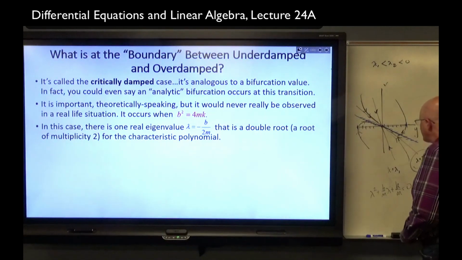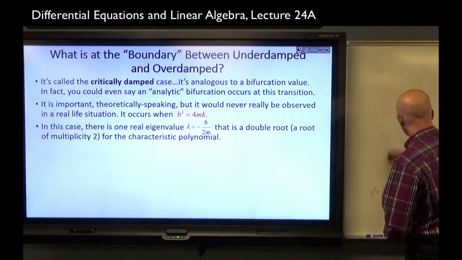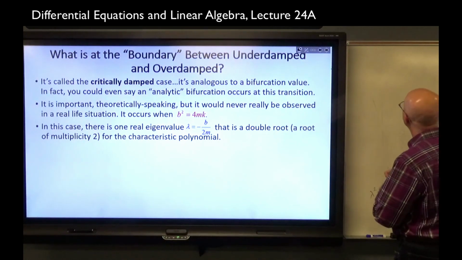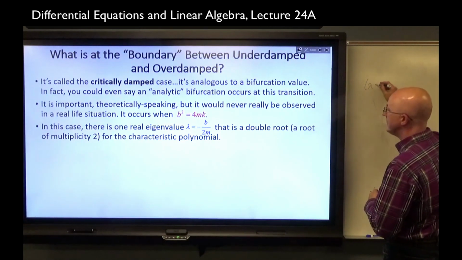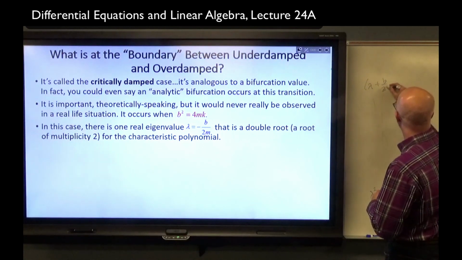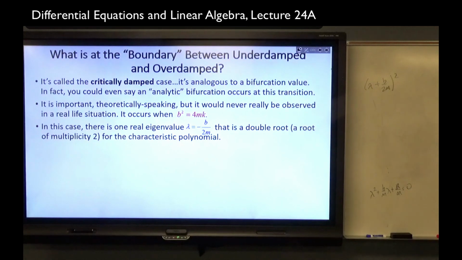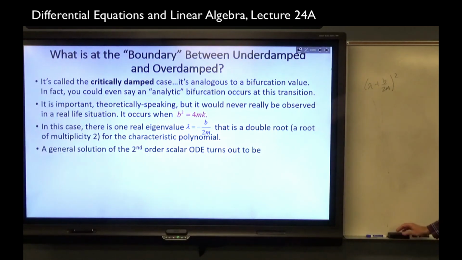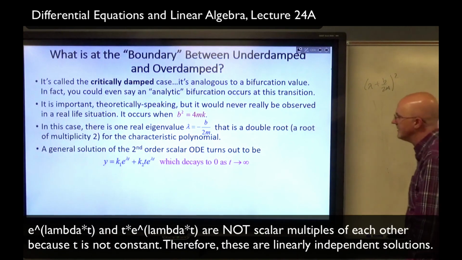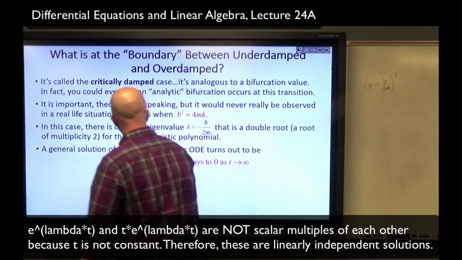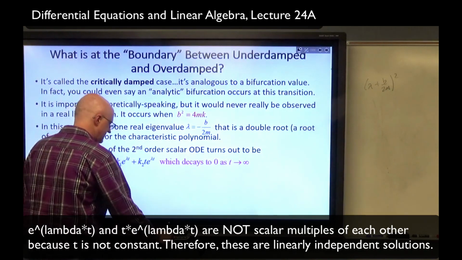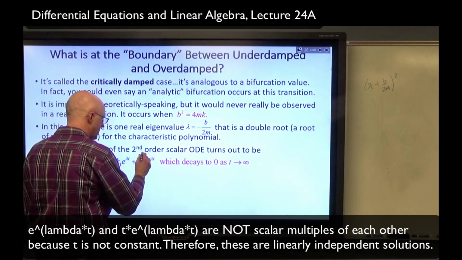That means you'd be able to factor the characteristic polynomial as lambda plus b over 2m, quantity squared. As far as finding solutions, it's trickier. It turns out that this is a general solution of the second order equation. And the tricky part is this extra t that comes into play right here.